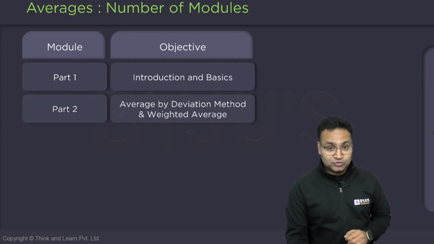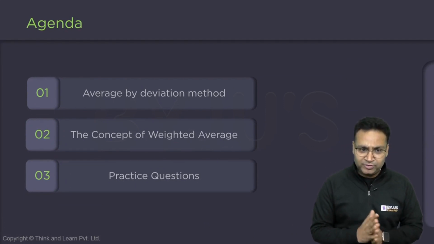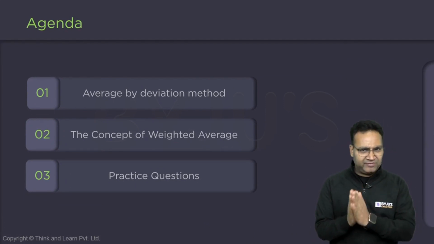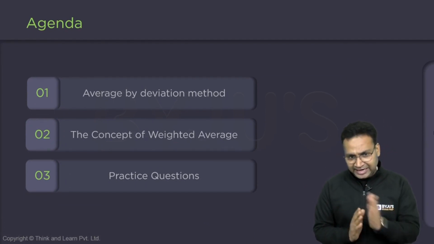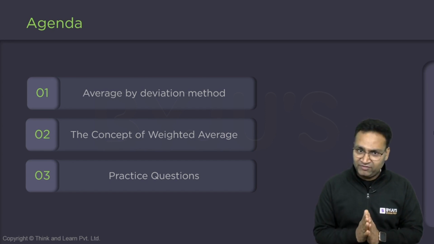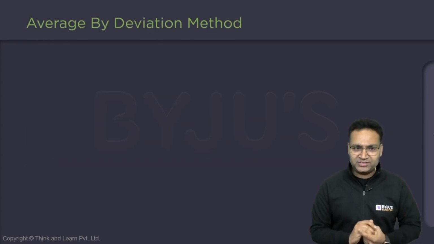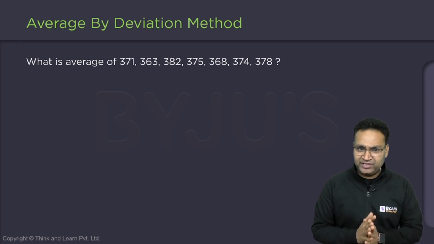Okay, so let's look at the agenda today. The simple agenda: average by deviation method is point number 1, and second, the concept of weighted average. Okay, so let's look at the first thing. What is this average by deviation method?